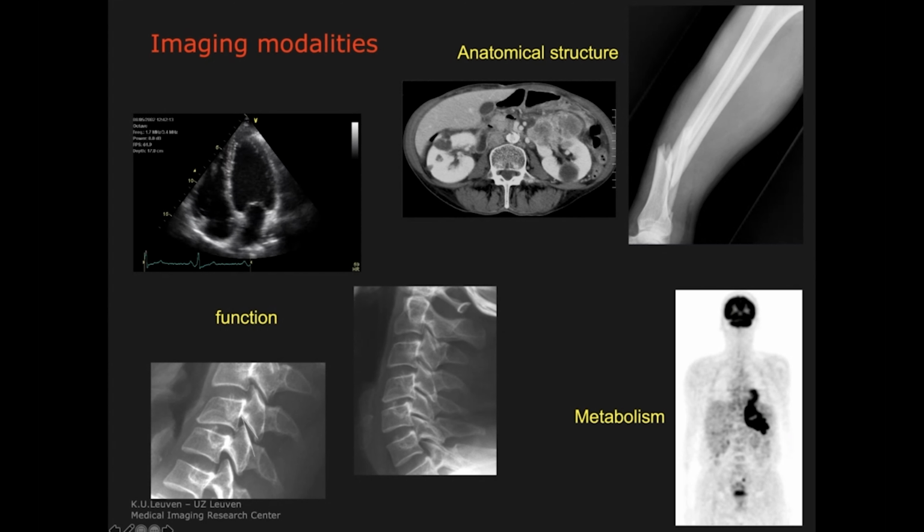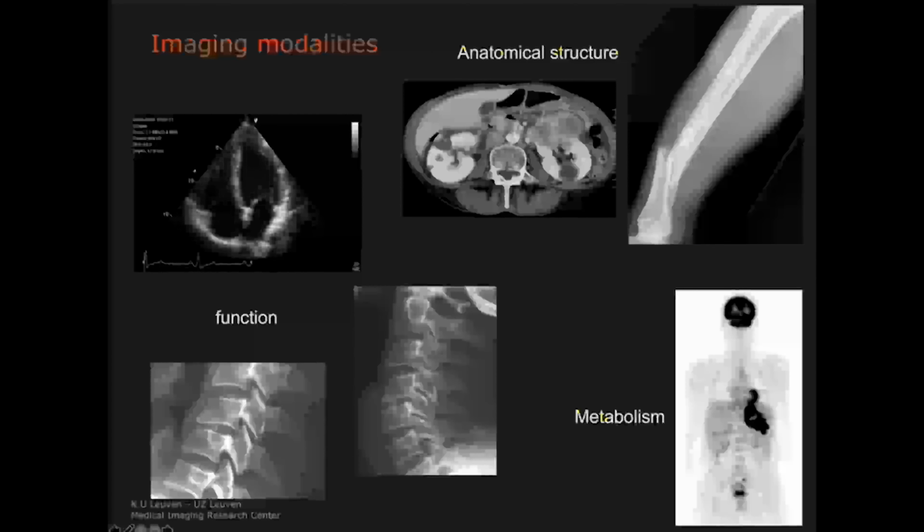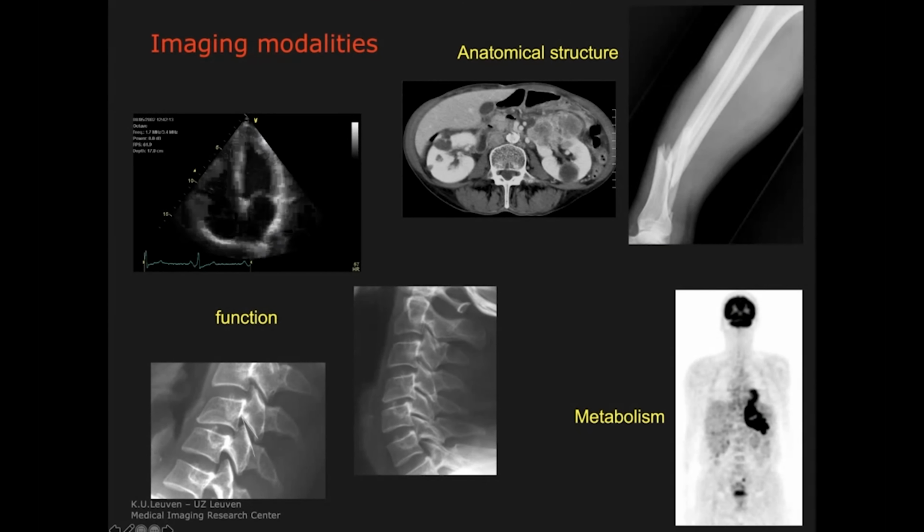So, by looking at the anatomy, for example, here also you see that there are things within the kidneys, very strange forms that shouldn't be there. So these are tumors. Somebody has a question? If you have a question, just start talking.